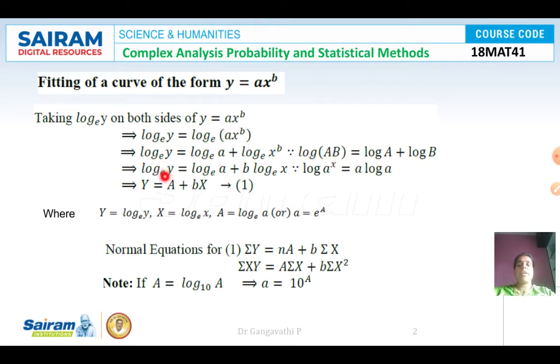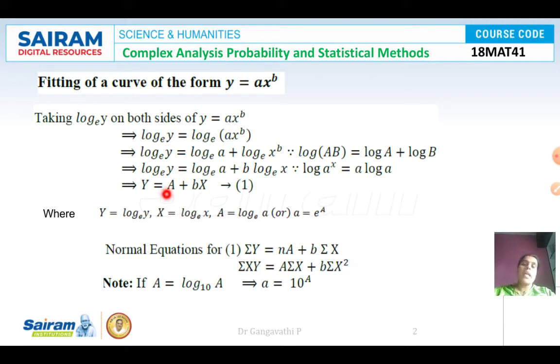Now for simplifying further, log y is as it is, log a is also as it is, plus log x to the power of b can be written as b log x. So it becomes b into log x to base e. Now I'll take log y as capital Y, log a as capital A, b as it is, and log x to base e as capital X. Call this equation 1. Look at this equation 1, which is a straight line equation. So an equation of this form has been reduced to a straight line equation.